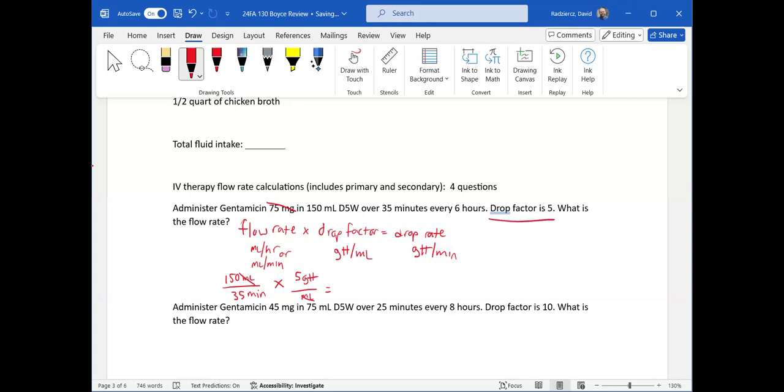and we know we're doing a drop rate because it gives us a drop factor, we're going to calculate for drops per minute. And so before I do any math, I am already in the correct units, drops per minute. So I'm going to take 150 times 5 divided by 35, and that'll give me my answer. So let's see what that comes out to be. 150 times 5 divided by 35.